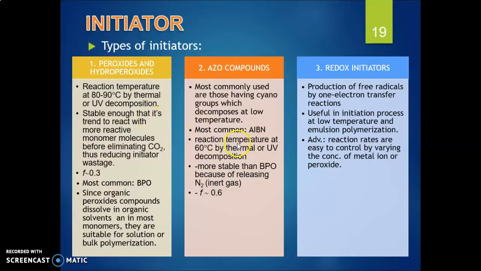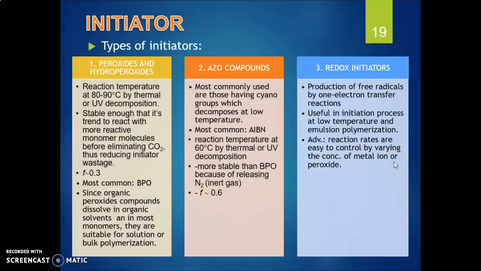So the reaction temperature is 60 degrees C by thermal or UV decomposition. It is more stable than BPO, and because of the release of nitrogen, which is an inert gas, because of this stability, it cannot disrupt the reaction process. And the efficiency of the initiator is about 0.6.